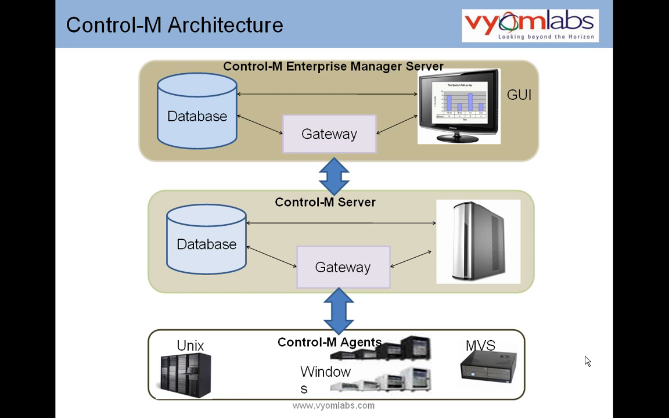Control-M architecture. Control-M architecture significantly comprises three main components: Control-M Enterprise Manager Server, Control-M Server, and Control-M Agents. Control-M Enterprise Manager Server has a database, a software gateway, and GUI. Control-M Enterprise Manager GUI provides utilities such as a desktop utility for configuring jobs and monitoring the jobs in the production environment.